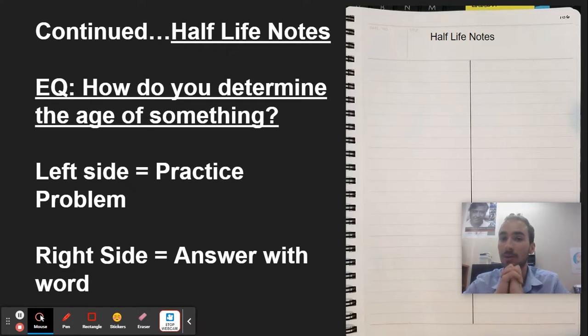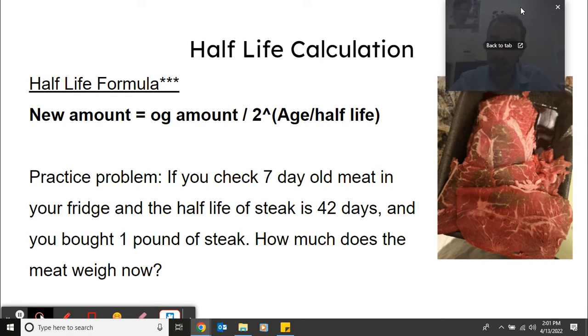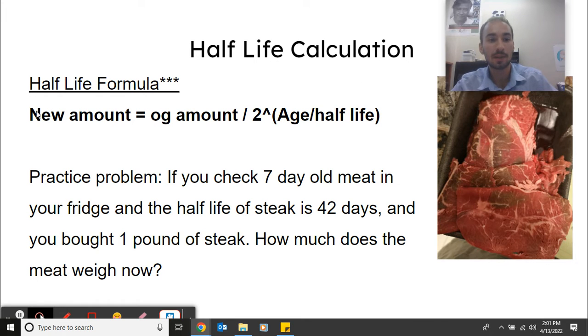Today, you're going to be learning about Half-Life, but it's going to be a little bit more complicated. So I'm going to call this video Half-Life Notes Part 2, because we are going to be continuing. So could you please write down the formula for Half-Life? So we have new amount equals the original amount divided by 2 to the power of the age divided by half-life.